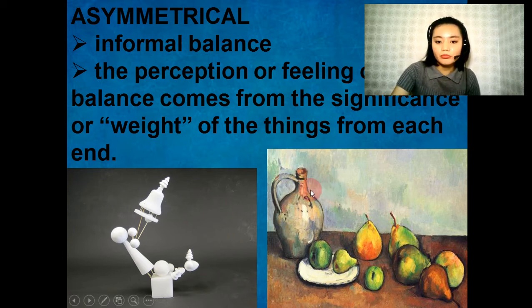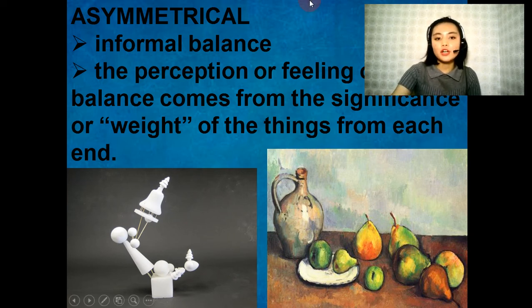Katulad nito, itong painting na 'to, 'di ba? Makikita natin diyan, mas maraming items yung nandito tapos magkaka-size sila tapos biglang may isang malaki dito sa gilid. So, para makita yung parang makalat na effect, okay? Depende dun sa objective nung artist yung paggamit niya ng asymmetrical balance.